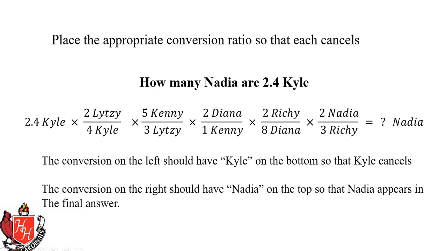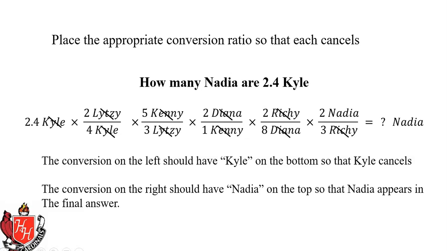So let's see how this works. So we cancel Kyle with Kyle. We cancel Litzy with Litzy. So you notice we've lined these up in the order that makes these cancellations work nicely. Kenny with Kenny. Diana with Diana. Richie with Richie. And the only one left standing at the end is the Nadia. So Nadia is going to be the unit of measure in our final answer.